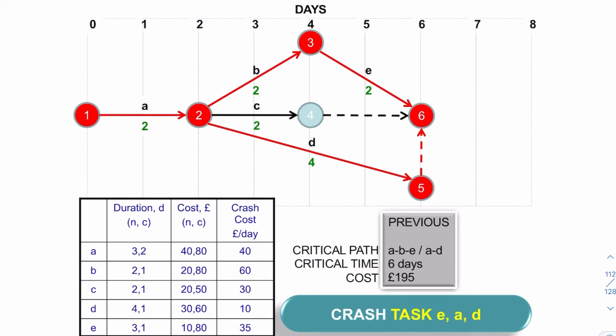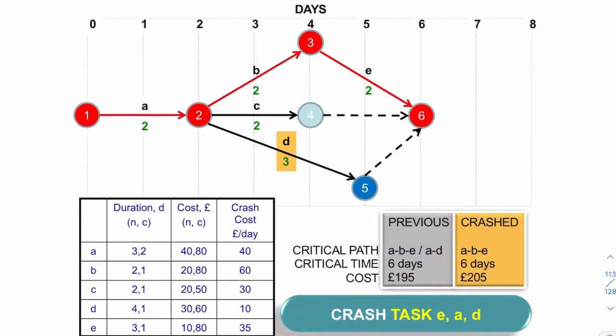So if we were to crash task D, that would cost us £10. And that would bring this event earlier by 1 day. But we would then also need to consider B and E. B is the most expensive to crash, so it doesn't make sense to consider B. You'd want to crash E further. You're allowed to go all the way down to 1 day. Now, if that wasn't possible, then we wouldn't be able to do that.